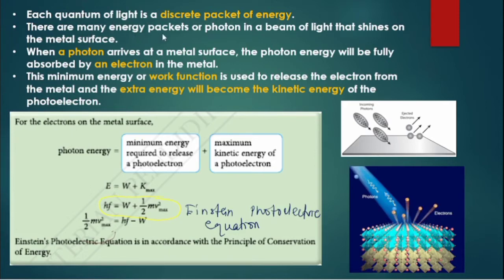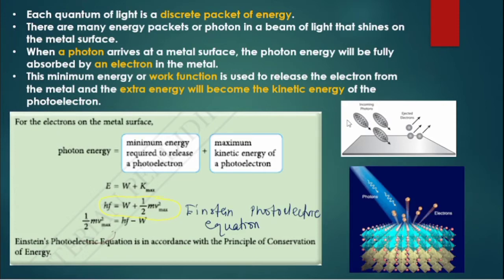There are many energy packets of photon in a beam of light that shines on the metal surface. When a photon arrives at the metal surface, the photon energy will be fully absorbed by an electron in the metal. This minimum energy or work function is used to release the electron from the metal, and the extra energy will become the kinetic energy of photoelectrons. In other words, a photon will cause one electron to be emitted or produce one photoelectron.